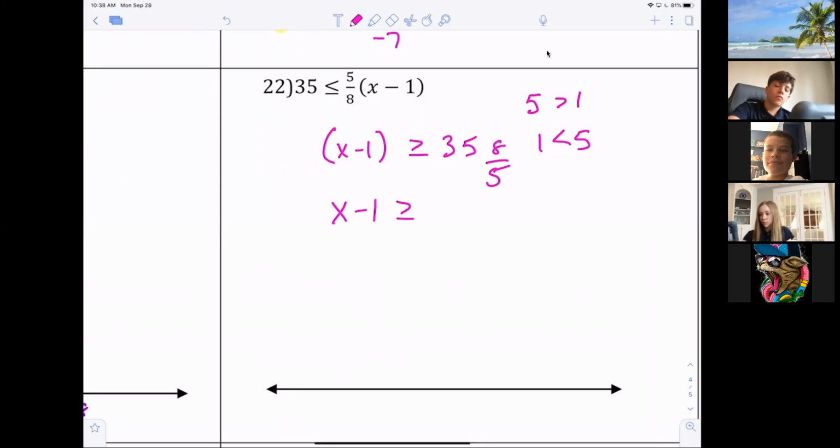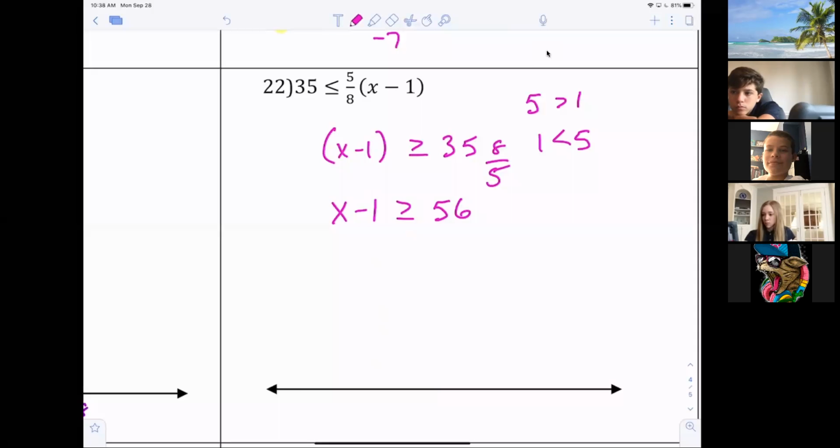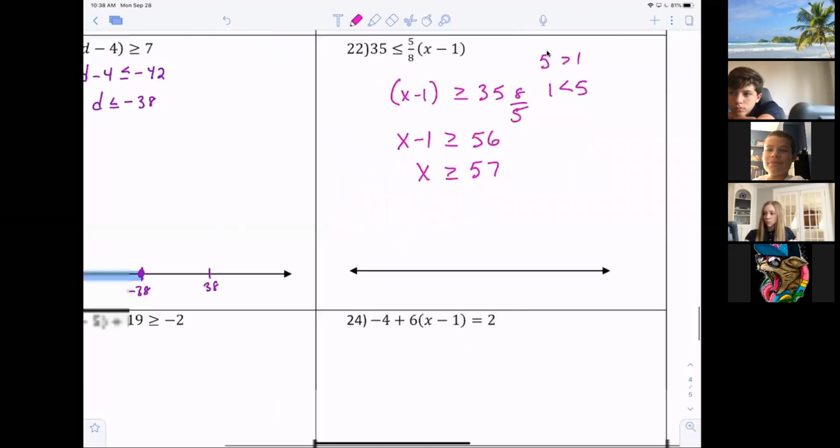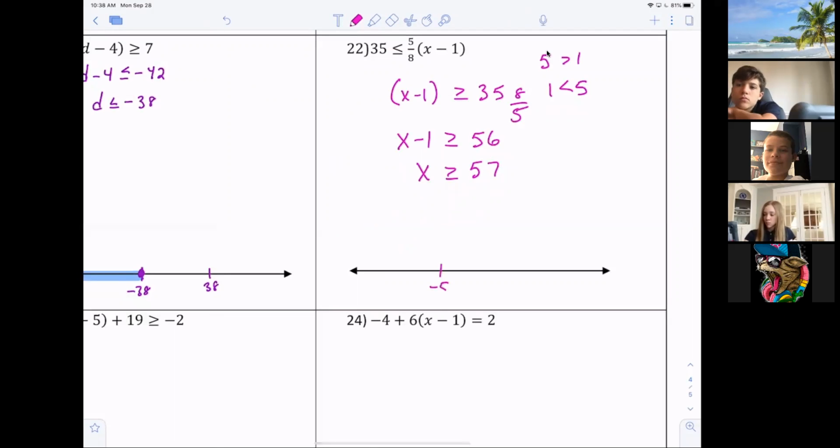But if you're going, man, I never really fully grasped fractions, you can type it into your calculator if you want. I don't think you need to do that. If I typed it in my calculator, I come up with what? 56, for those of you who said 56. Thank you very much. And now our final step would be to what? Add 1. So now I know x is greater than or equal to 57.